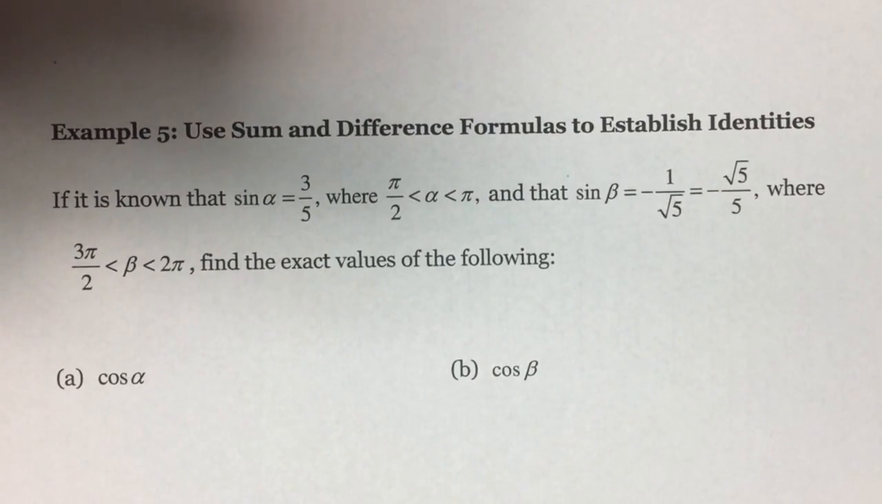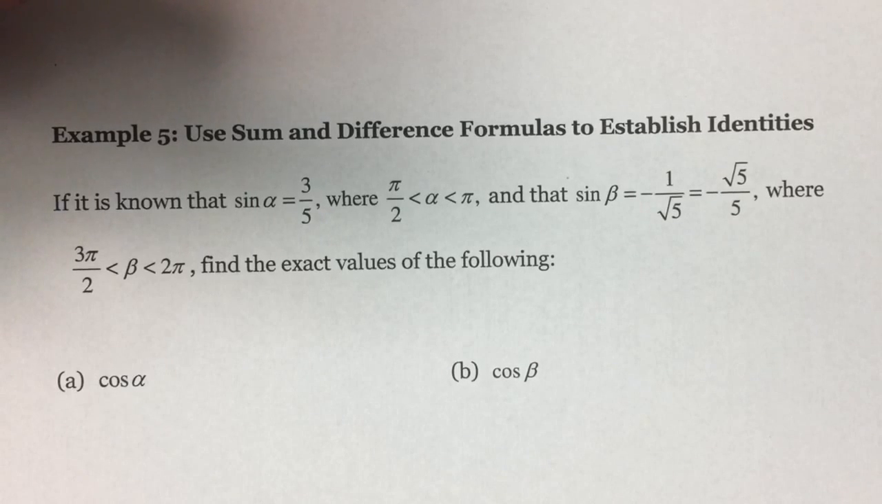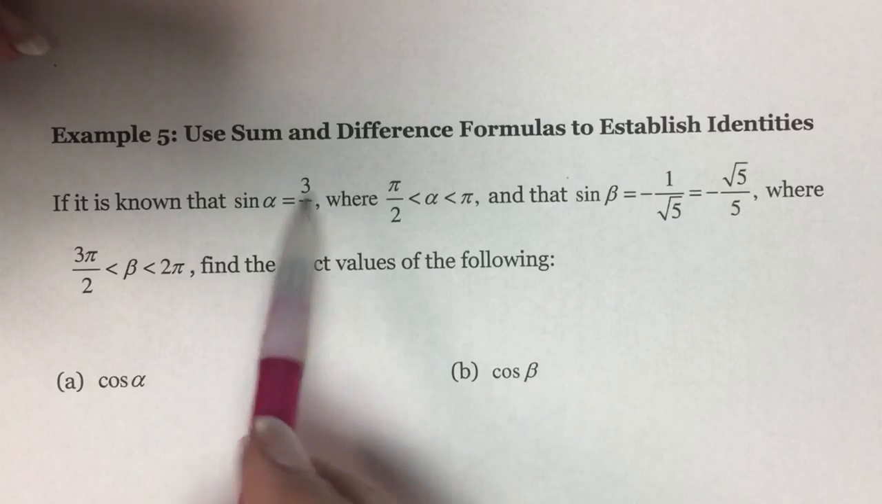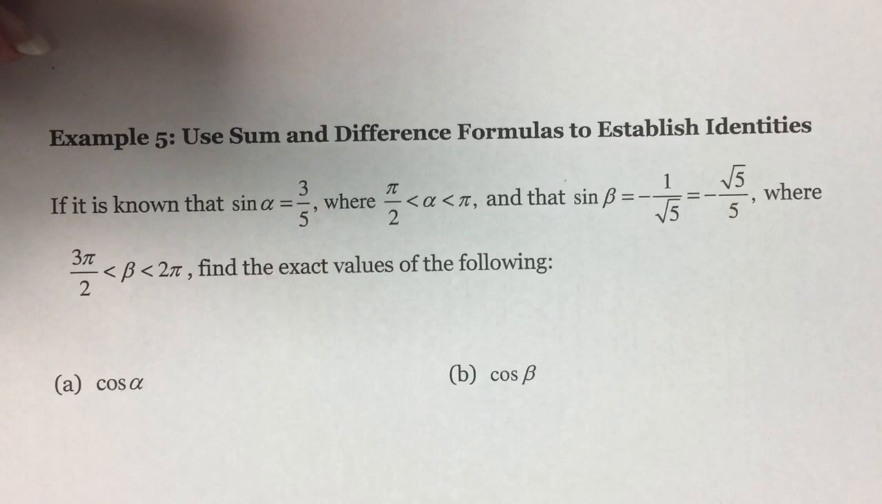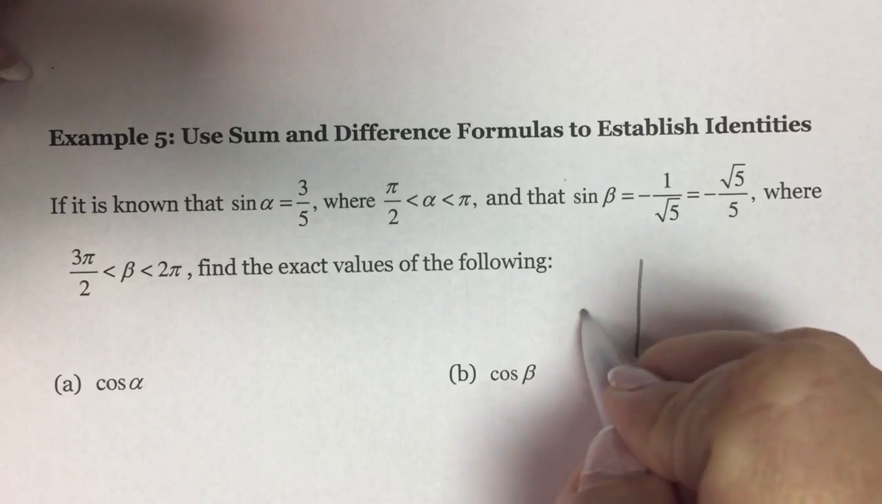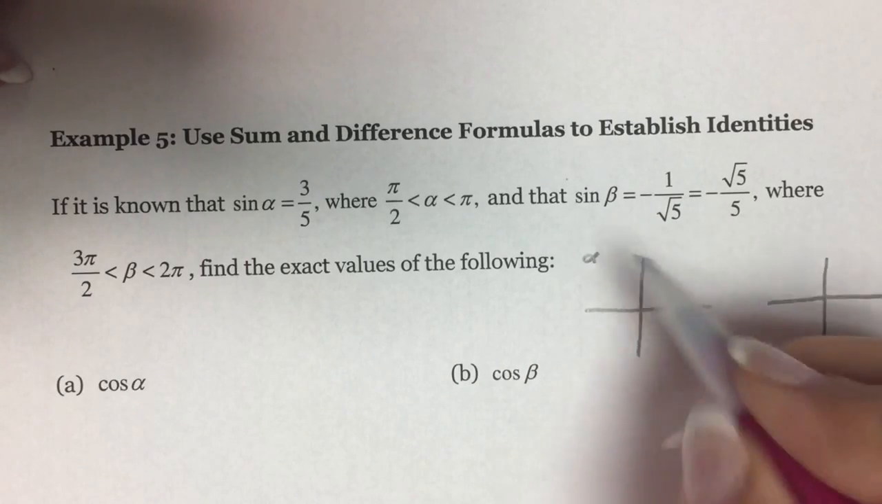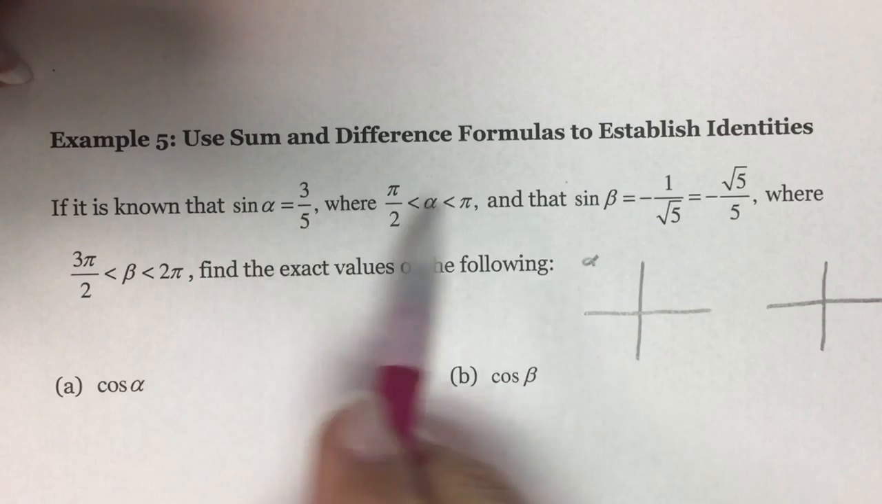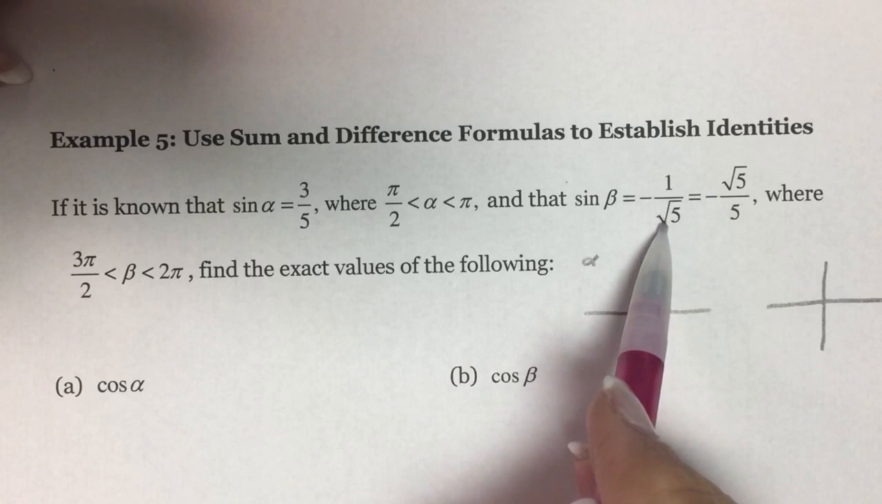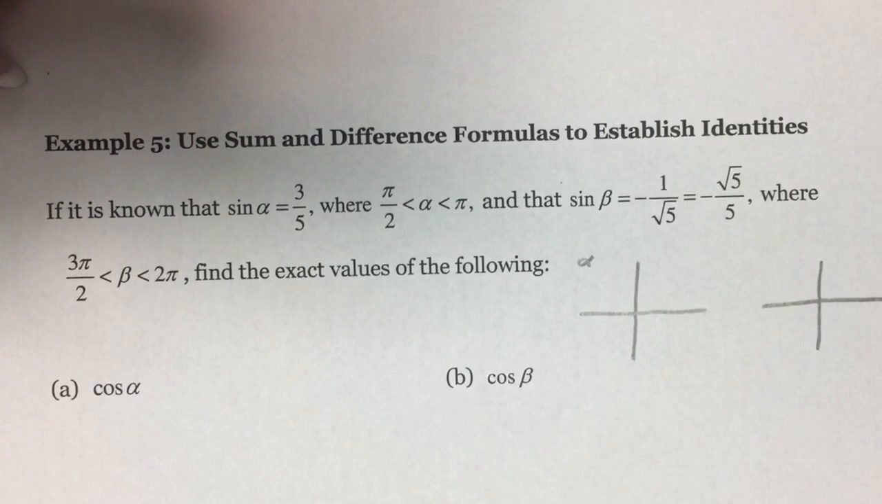Okay, so example 5, we're still going to be using our sum and difference identities. Because you'll notice that these are not unit circle values, we're going to set up two triangles. We're going to have an alpha triangle, and we're going to have a beta triangle, because notice this one is the sine of alpha is 3/5, and this one is the sine of beta is negative root 5 over 5.